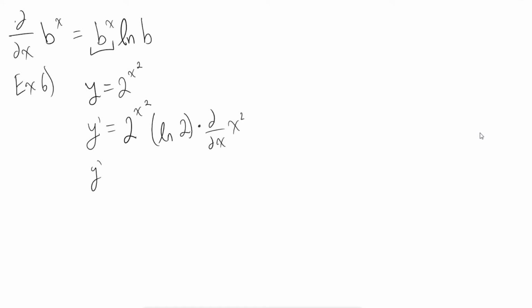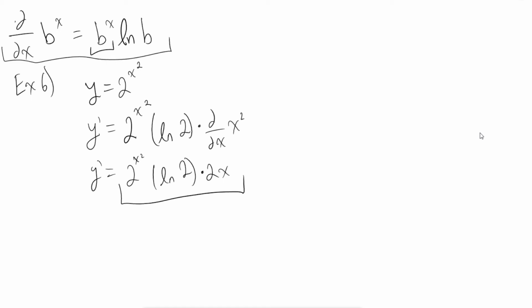But that's easy enough to do, because the derivative with respect to x of x squared is just 2x. So ln 2 times 2x. And that's it. So 2 to the power of x squared times the ln of 2 times 2x. And they write it a little bit different in the book, but anyway, that's it for that part.